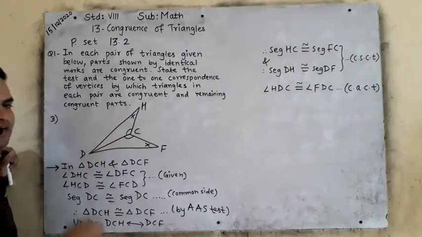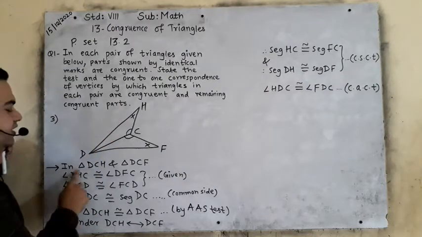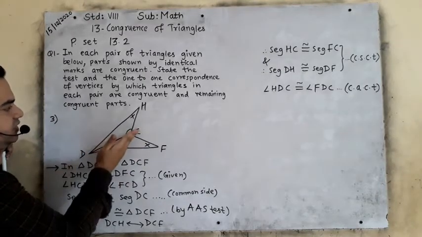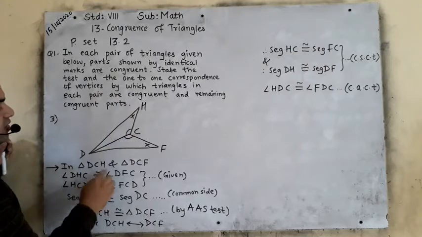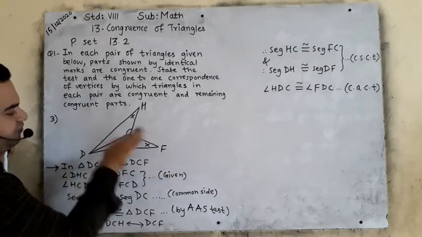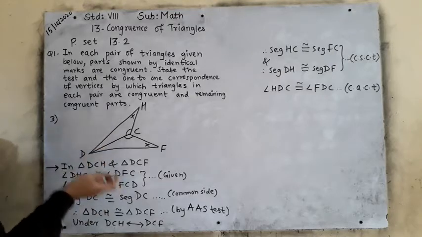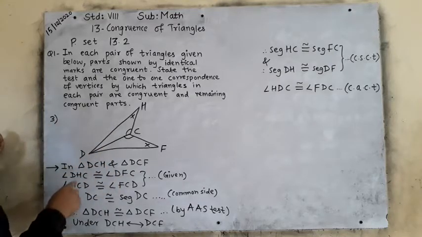See, in triangle DCH above and in triangle DCF below. Okay, in these two triangles, we will write what things are congruent.